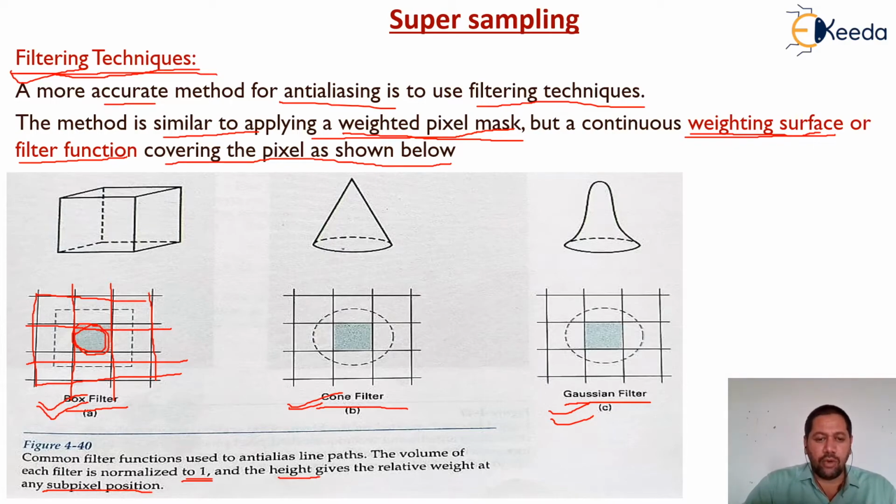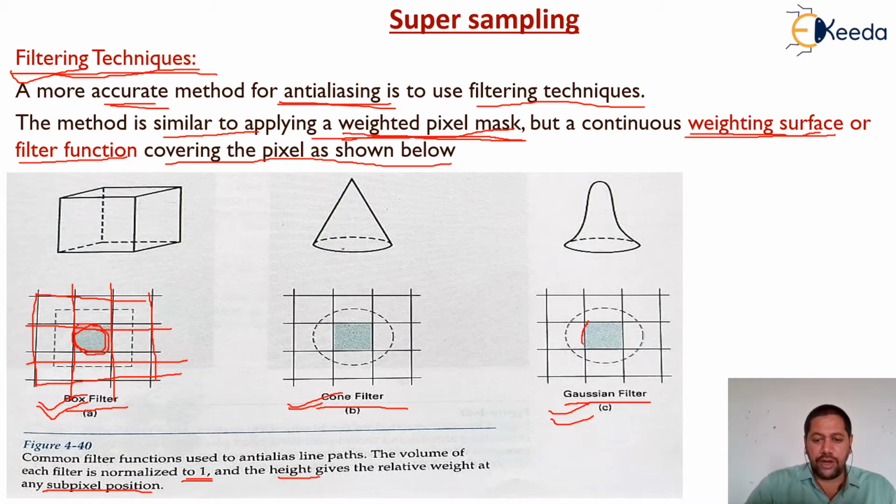All these methods are also more accurate methods of anti-aliasing, and they come under the filtering techniques. There are a large number of different filters. Just as examples, we have seen the box filter, the cone filter, the Gaussian filter, and so on. These are the methods used for smoothing your image. Generally, in smoothing the image, we work on the intensity level. So here also, as I have mentioned, the weighted pixel mask method is used.